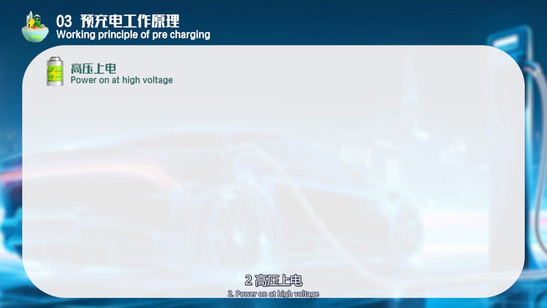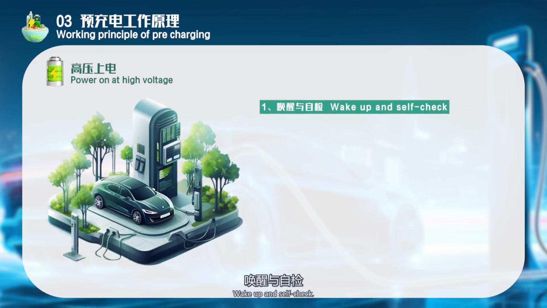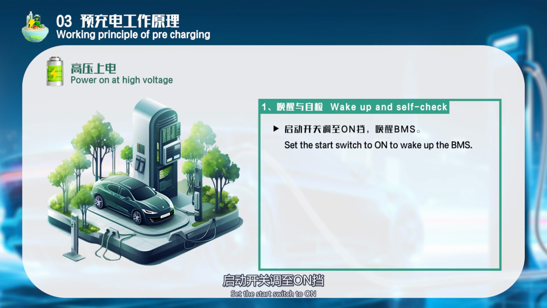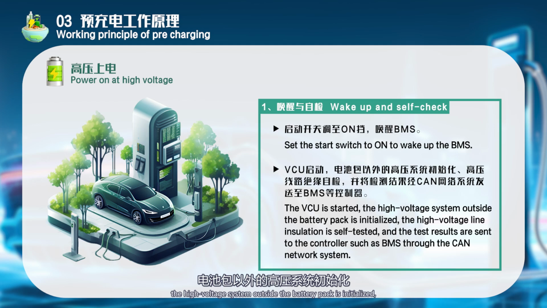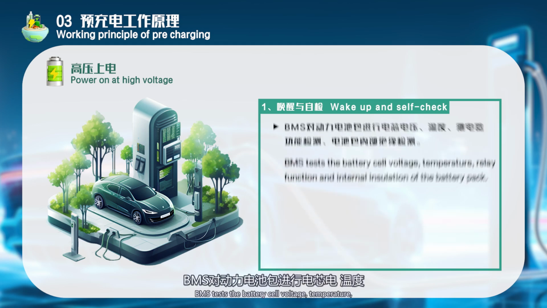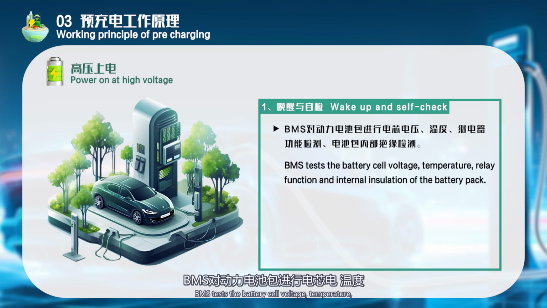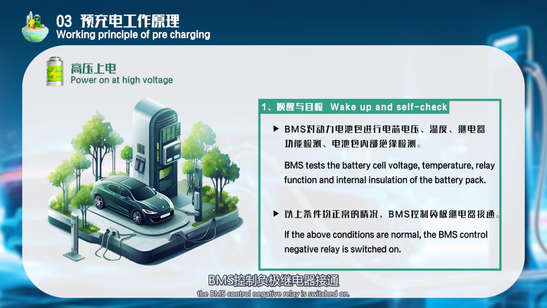2. Power on at high voltage. Step 1. Wake up and self-check. Set the start switch to on to wake up the BMS. The VCU is started. The high-voltage system outside the battery pack is initialized. The high-voltage line insulation is self-tested, and the test results are sent to the controllers such as BMS through the CAN network system. BMS tests the battery cell voltage, temperature, relay function, and internal insulation of the battery pack. If the above conditions are normal, the BMS controls the negative relay to switch on.